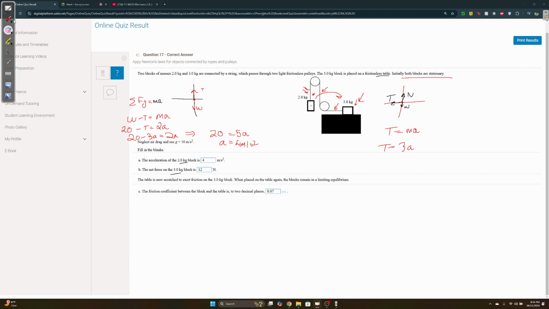The net force on the 3 kilogram object. What is the net force on the 3 kilogram object? The N and the W cancel out. The only force acting on it will be T, which is 3a, so 3 times 4, which is 12.